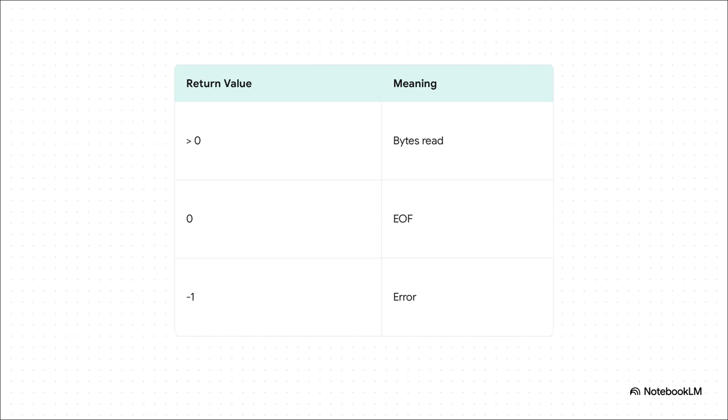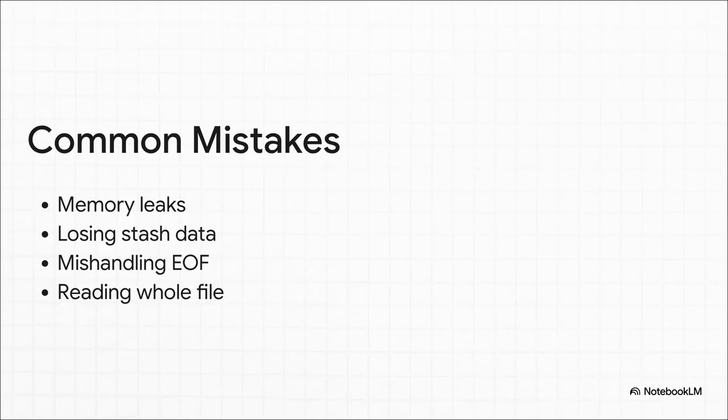But if it returns a -1, a critical error just occurred. Your loop must immediately spot this -1 and stop safely. Listen closely, because I really want to emphasize these common mistakes. This is where most beginners stumble. The biggest villain? Memory leaks.